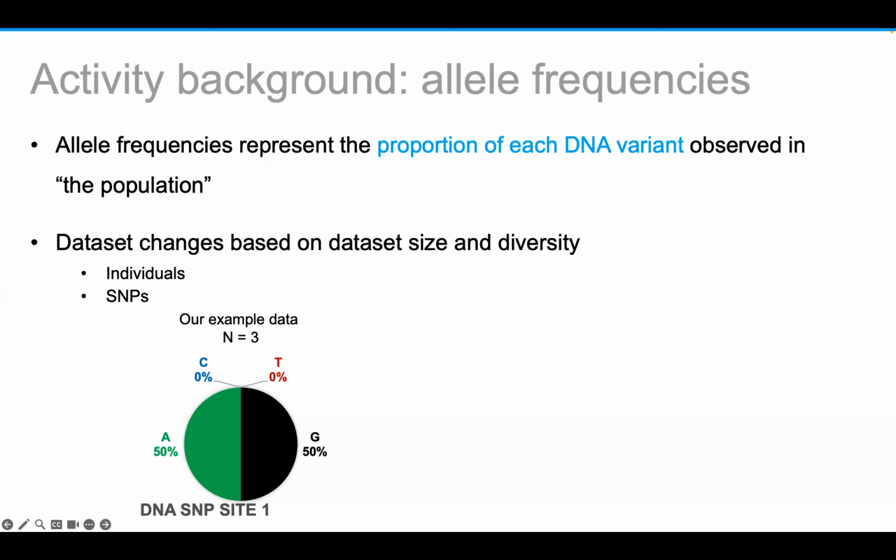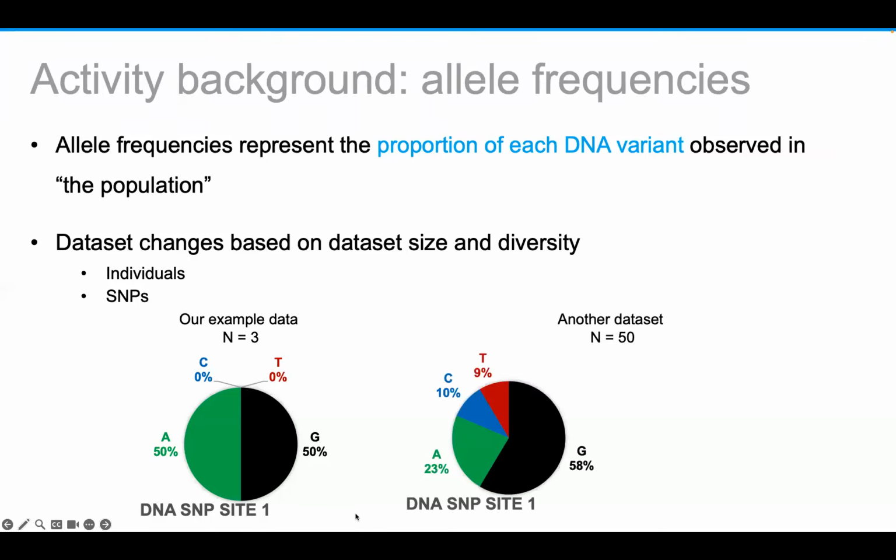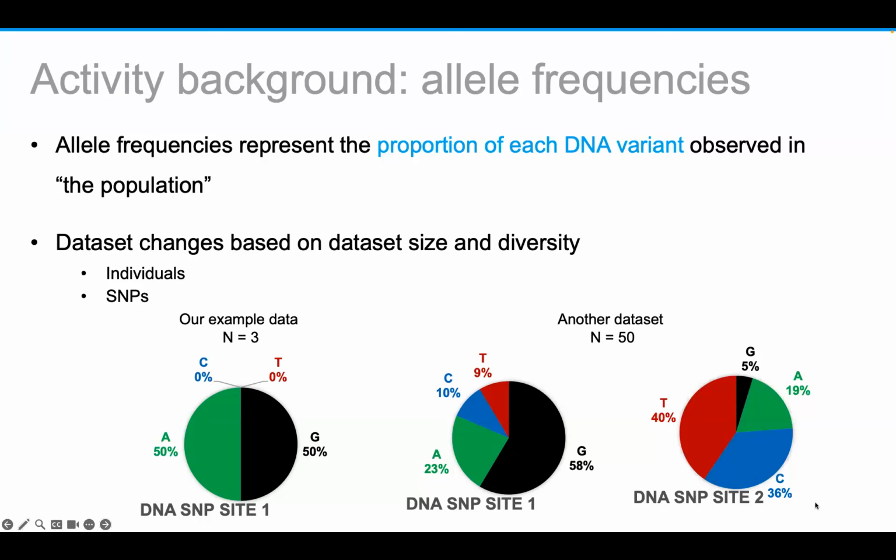So let's consider again the data that we had before. The allele frequencies are shown here now as percentages in this pie chart. And at that same DNA site, in the 3 individuals, if we expanded that to, let's say, 50 individuals in another data set, we might find that those allele frequencies are drastically different because we have a larger data set now with more individuals with more diversity between them. Similarly, if we looked at another DNA site, we would expect that these numbers are different for the different alleles because of the genetic variation that exists and because every DNA site is not the same as the next.